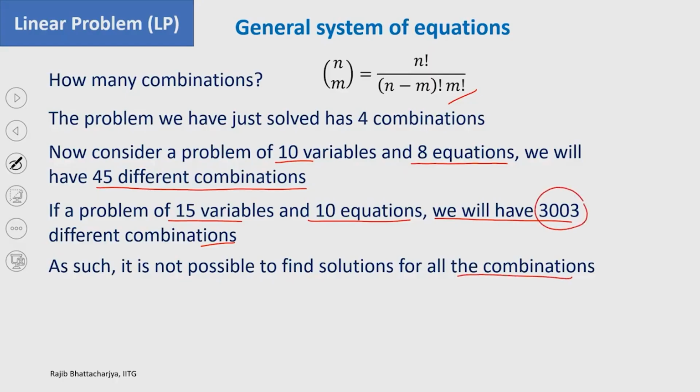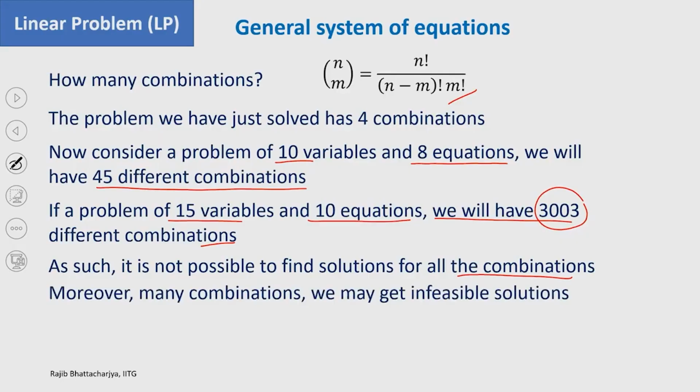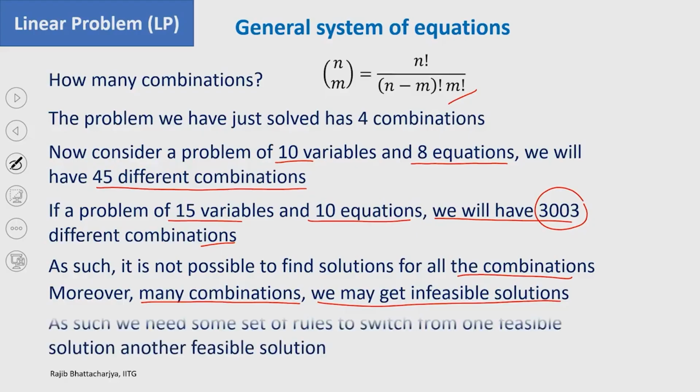Once you have more equations and more variables, you will have a huge combination. As such, it is not possible to find the solution for all the combinations, and many times we may get infeasible solutions. If you are getting infeasible solutions, you need not evaluate them. Therefore, you need some technique so that you are evaluating the minimum number of combinations.